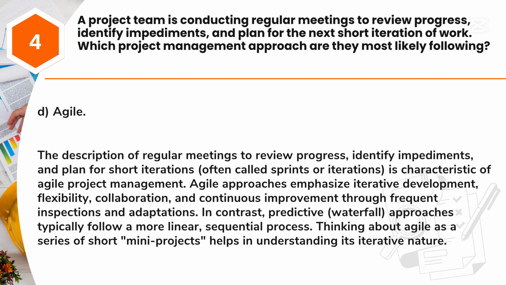Answer: D. Agile. The description of regular meetings to review progress, identify impediments, and plan for short iterations, often called sprints or iterations, is characteristic of Agile project management. Agile approaches emphasize iterative development, flexibility, collaboration, and continuous improvement through frequent inspections and adaptations. In contrast, predictive, waterfall approaches typically follow a more linear, sequential process. Thinking about Agile as a series of short, mini-projects helps in understanding its iterative nature.